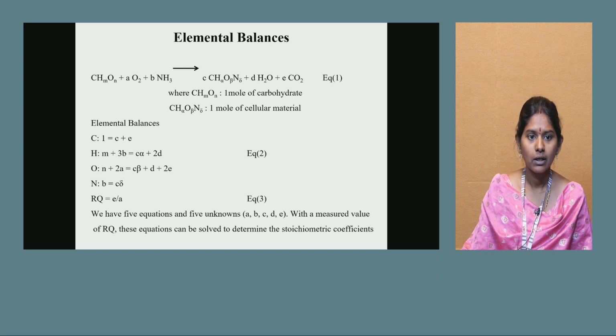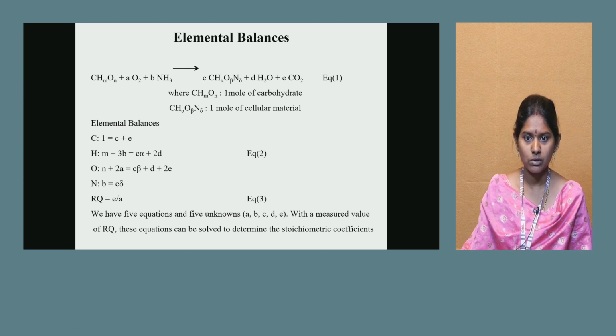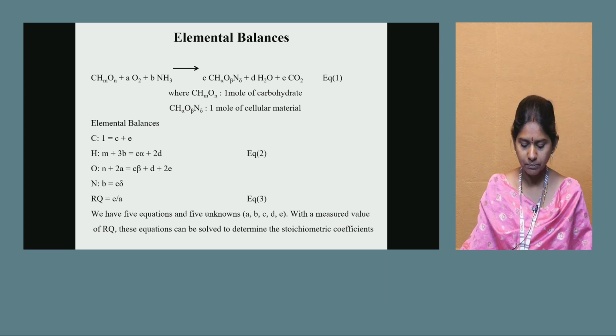If we consider the nitrogen balance, that is b equals c eta. If we want to calculate the respiratory coefficient, it is equal to e, that is the volume of carbon dioxide released, over a, that is the volume of oxygen consumed. So here we have 5 equations and 5 unknowns. So with the measured value of RQ, these equations can be solved to determine the coefficients.